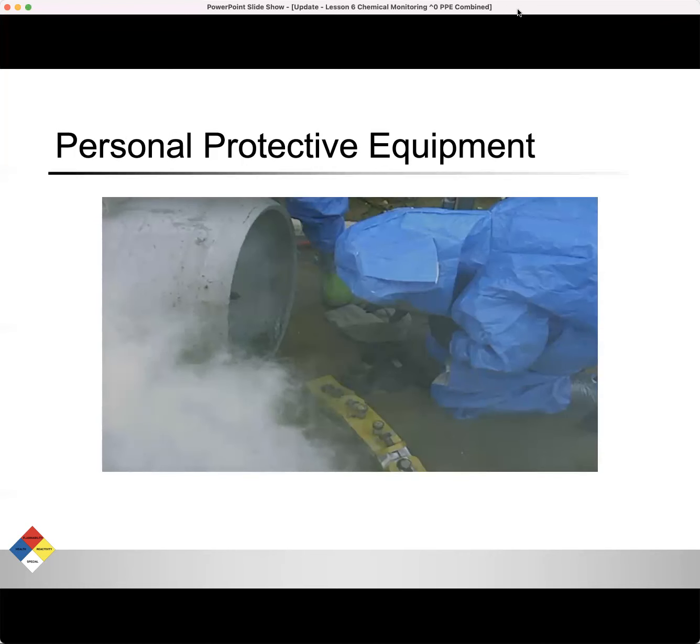All right, so that ends monitoring. Now we're going to move on to personal protective equipment. Many times you'll be wearing personal protective equipment while you're monitoring, especially in that recon monitoring. So let's get into PPE.